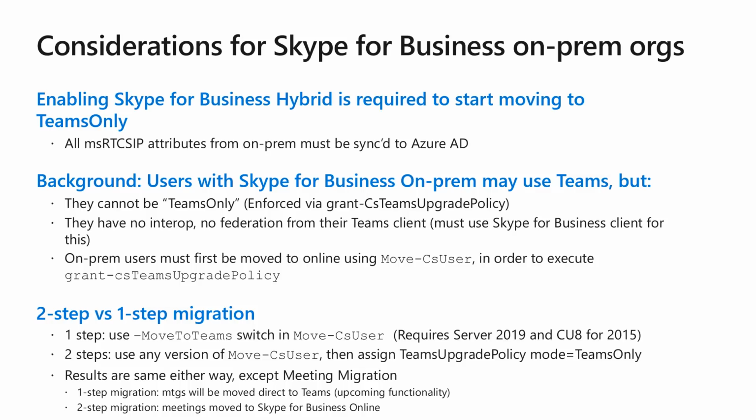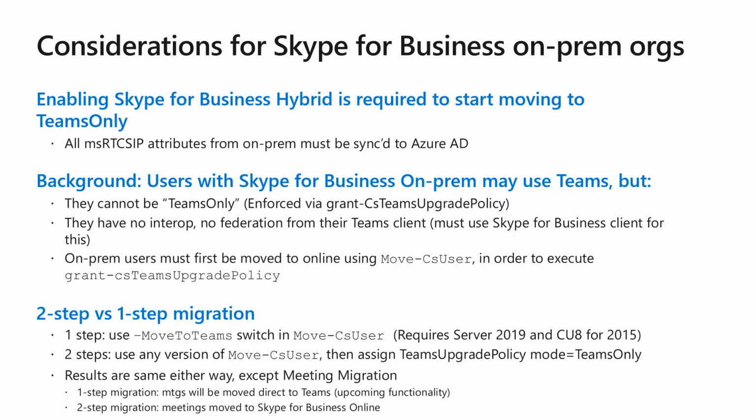Couple of other caveats. If a user has their Skype for Business account on premises, you can give them Teams, assuming, of course, you've done the correct sync that we just mentioned, right? But they cannot be fully upgraded, meaning they can't have the Teams only mode assigned to them. We will enforce that via the Grant-CsTeamsUpgradePolicy commandlet. If you try to do it, we'll tell you you can't, right?